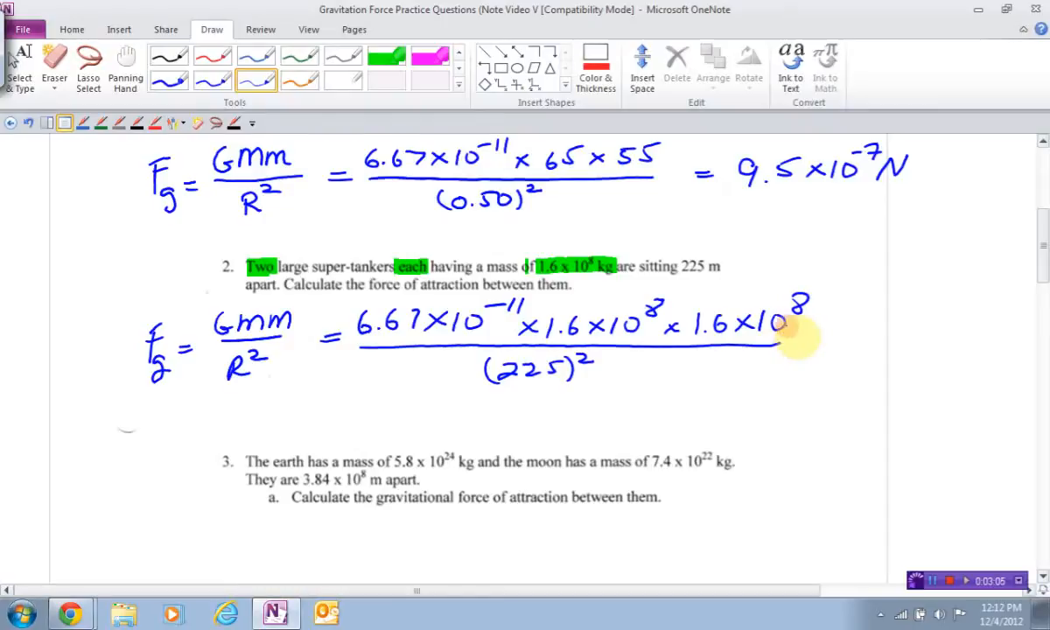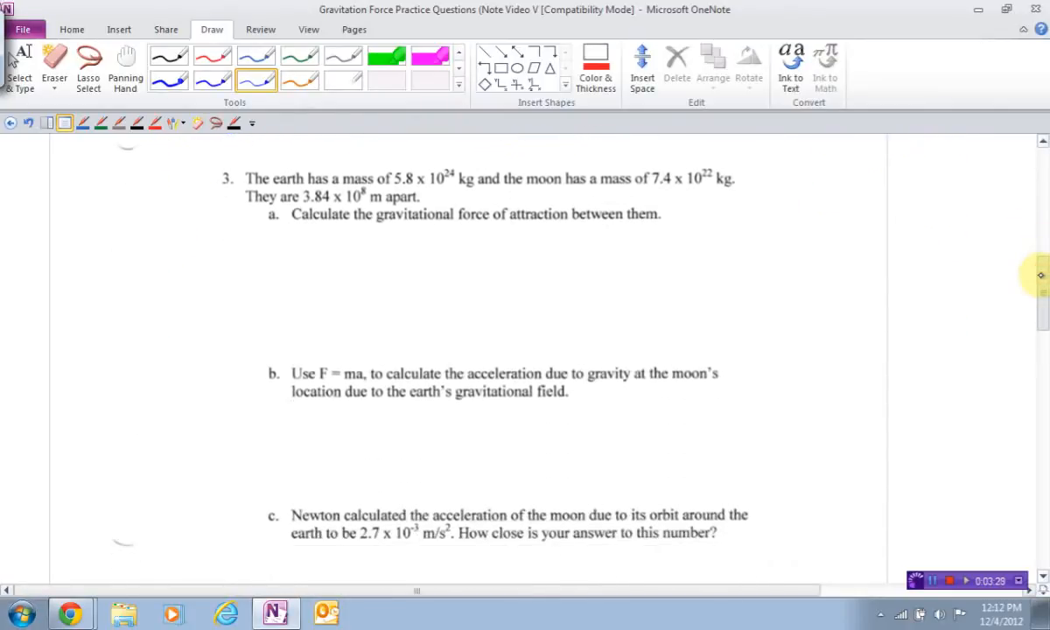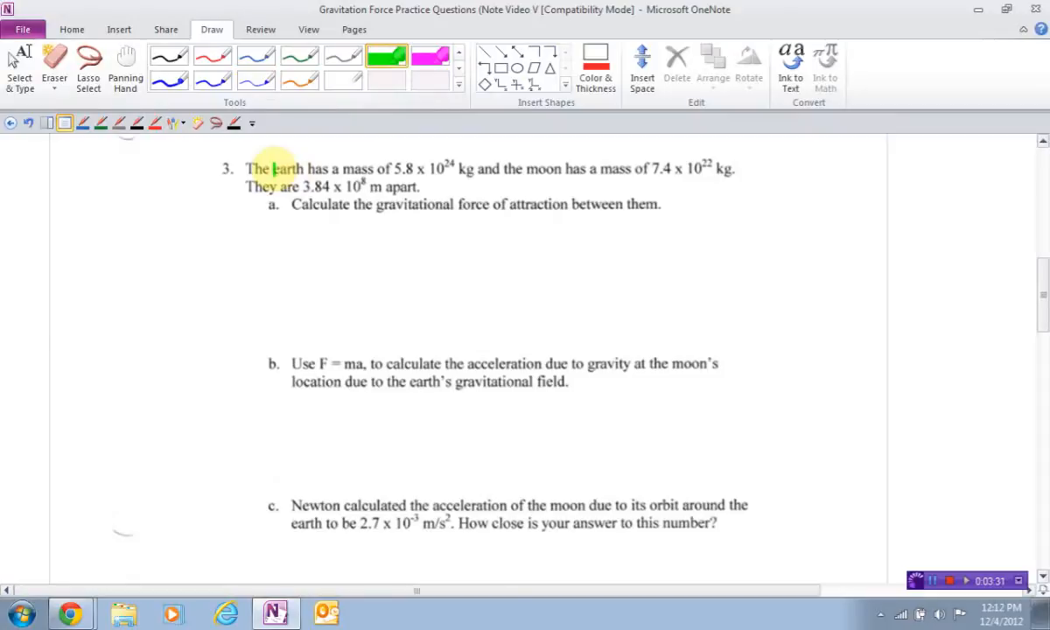So once again, you could calculate it out, put the numbers in correctly, using exponential numbers, work it out, and you should come up with 34 newtons of mutual force. A lot bigger than this, but when you look at the mass of the supertanker here, it probably isn't a very significant amount as well. Okay, so let's take something even bigger. How much bigger? Well, how about the Earth?